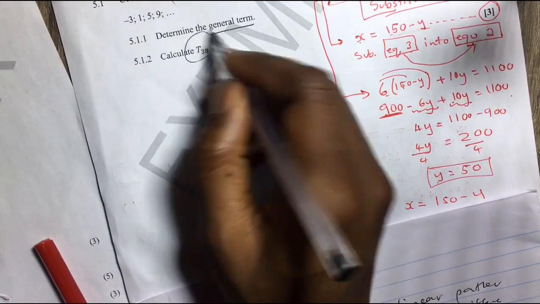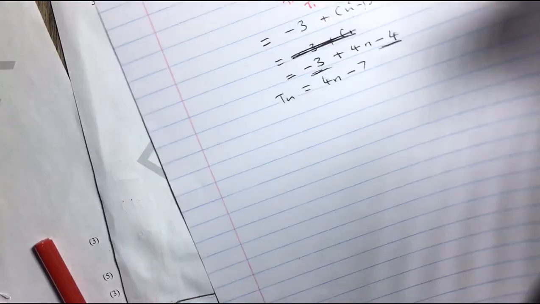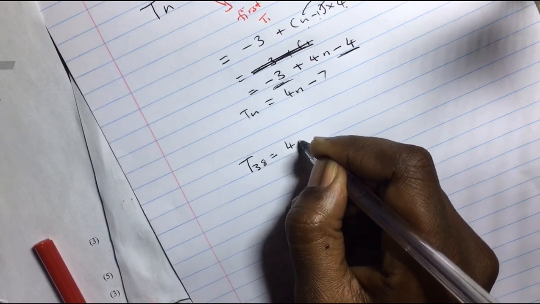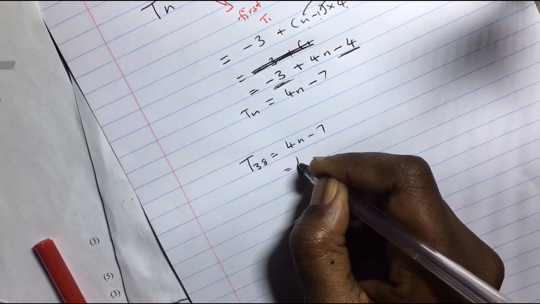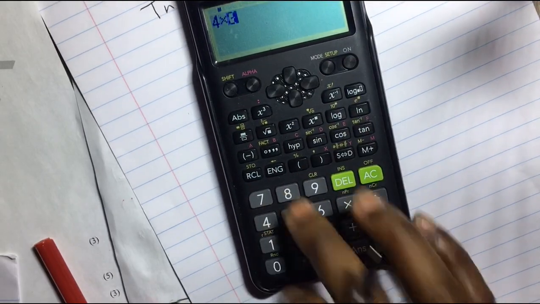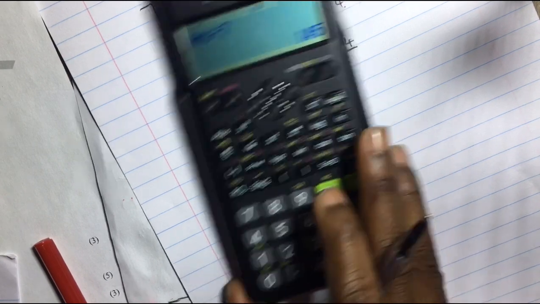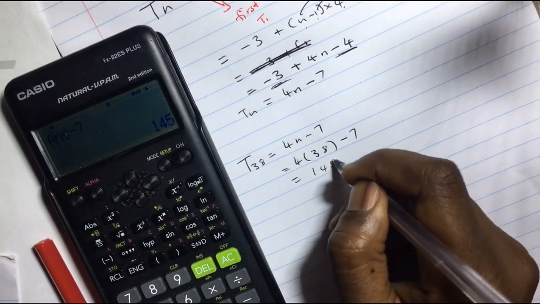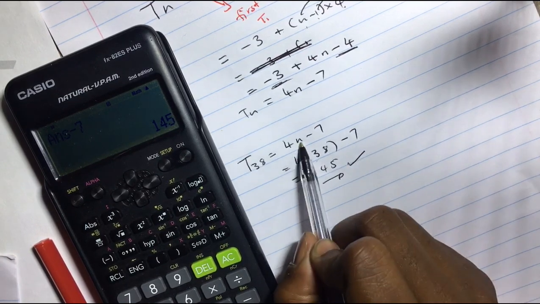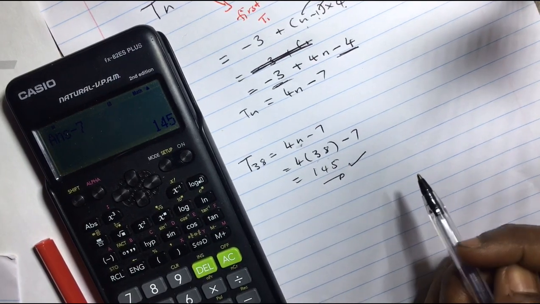The other question says calculate T38. T38 will be the 38th term. So in the place of n, you just write 38. This was 1 mark. So that's T38. In the place of n, you just put 38. You get your answer.